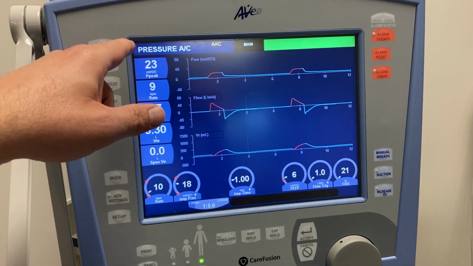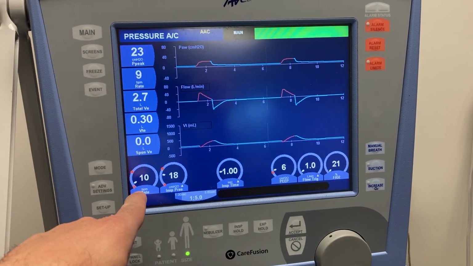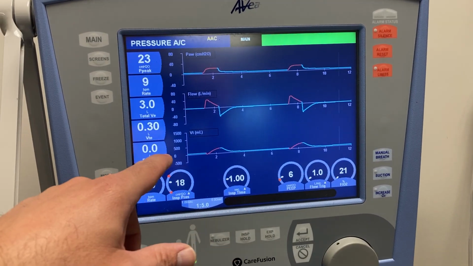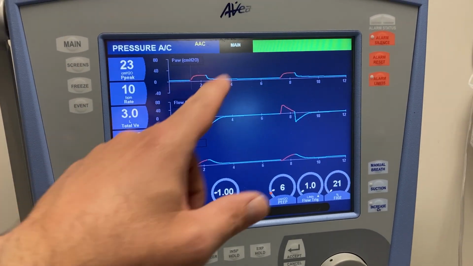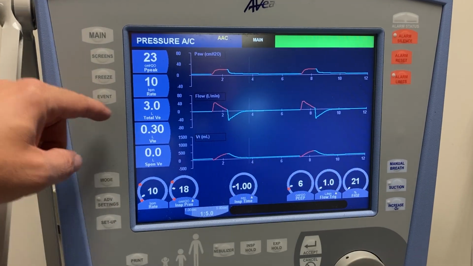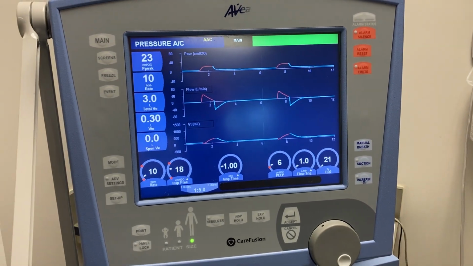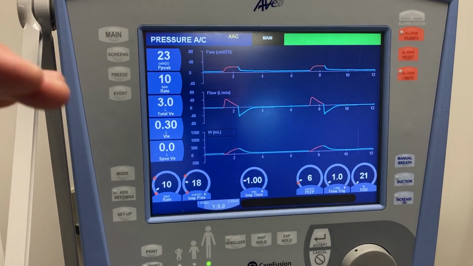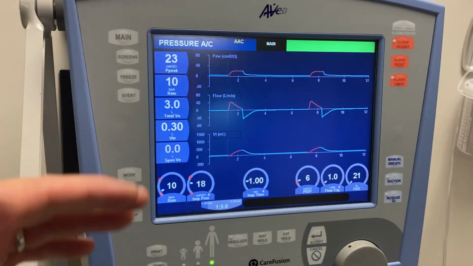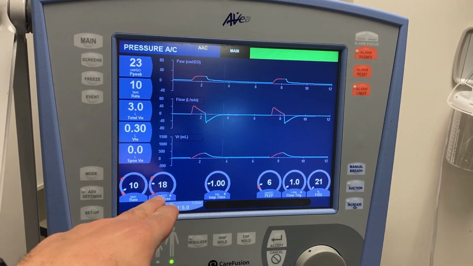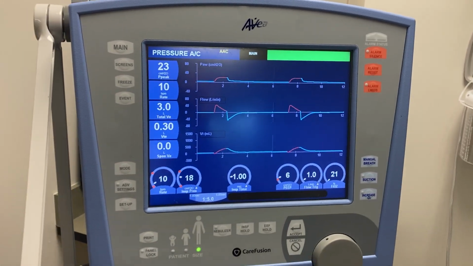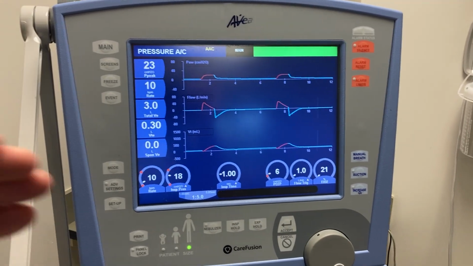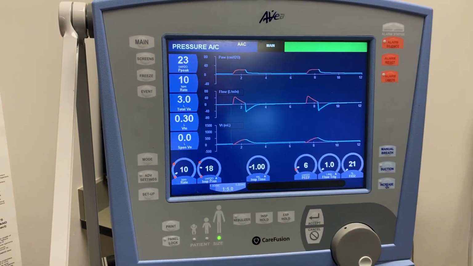In assist control, pressure control, the patient is going to get 10 breaths per minute at 18 centimeters of water pressure and the PEEP level. And this patient has the ability to trigger additional breaths, but those additional breaths above 10 will still be machine breaths, mandatory breaths, controlled breaths, however you want to look at that. They'll all still be delivered at 18 centimeters of water pressure and whatever the PEEP level is set, or whatever your inspiratory pressure is set, and the inspiratory time associated with that too.